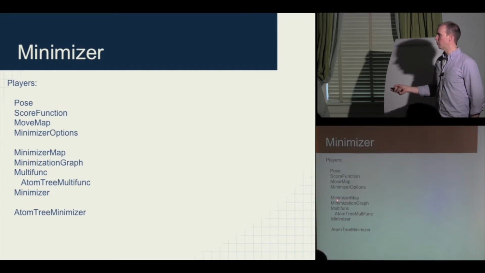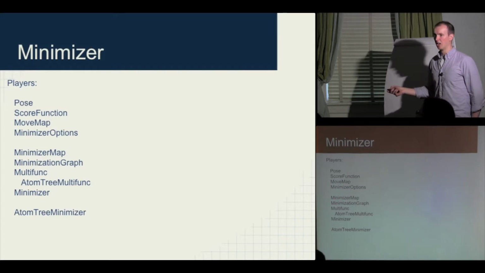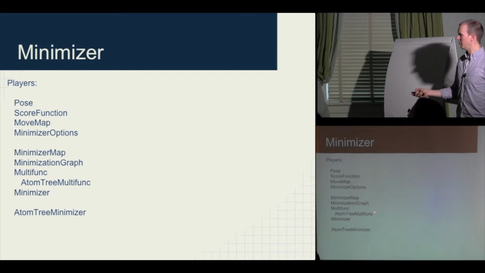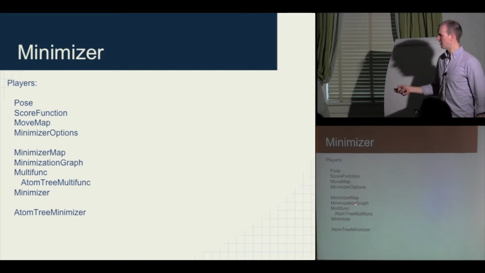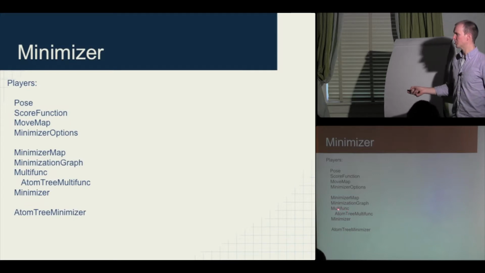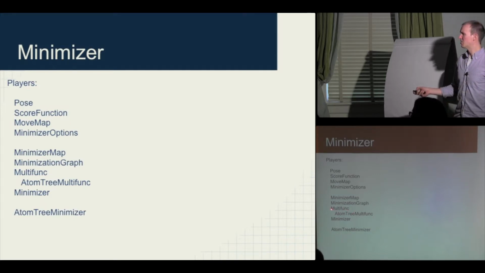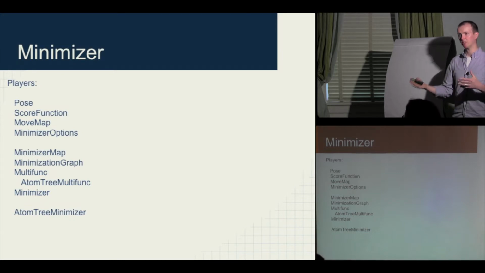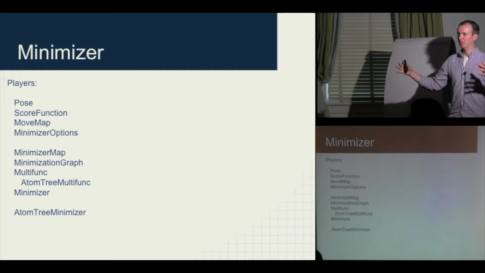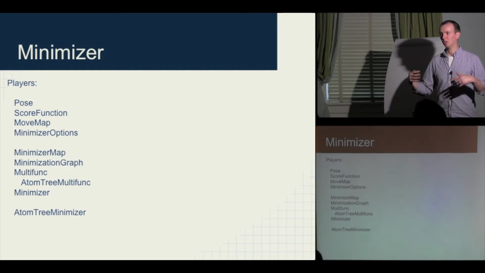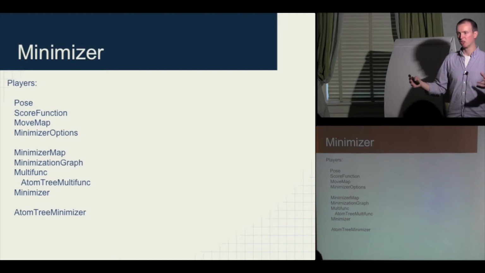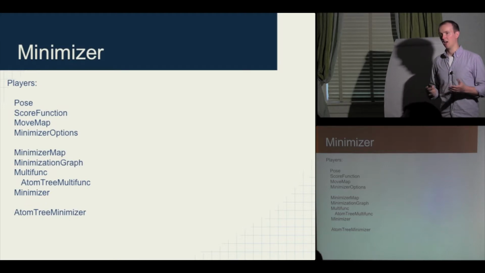Internally, the atom tree minimizer creates a thing called a minimizer map. It initializes a minimization graph. I'm not going to talk about that yet, but we'll see a lot of this guy. And it utilizes this multifunc. So the minimizers are all generic enough such that you can give it any kind of function that takes, say, a multivec, a vector of reals. So think of that as 20 arguments or maybe 50 arguments. Those would be the function parameters. And then the minimizer will ask for the derivatives and the value of the function given those input parameters, and try to minimize it accordingly.